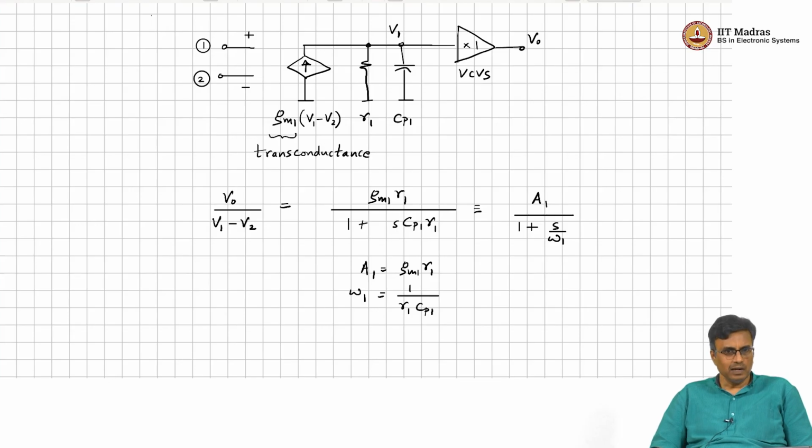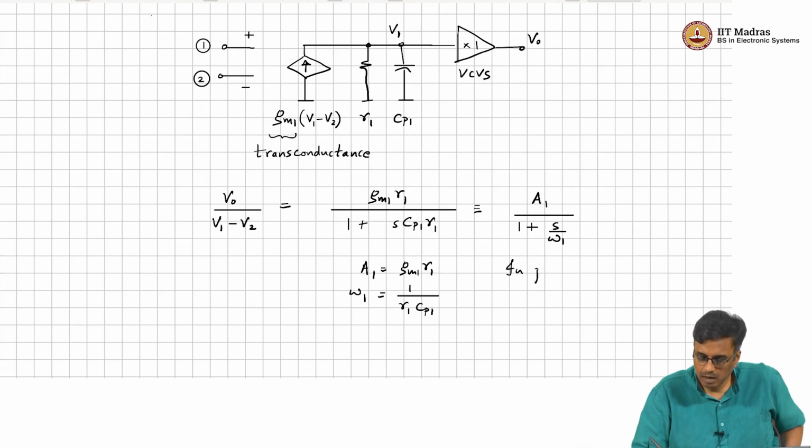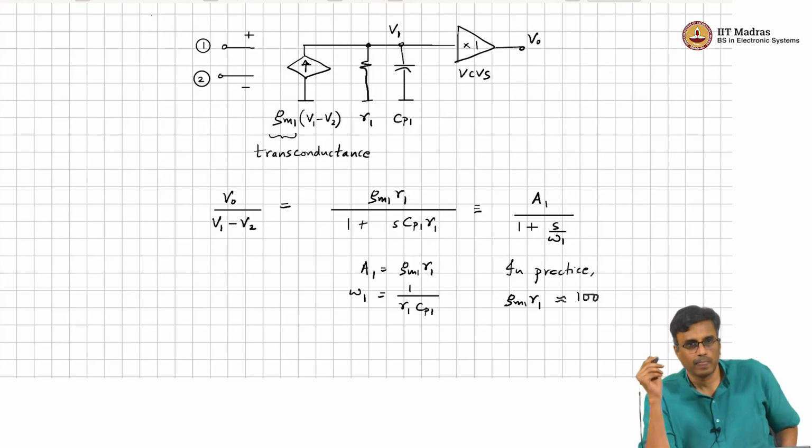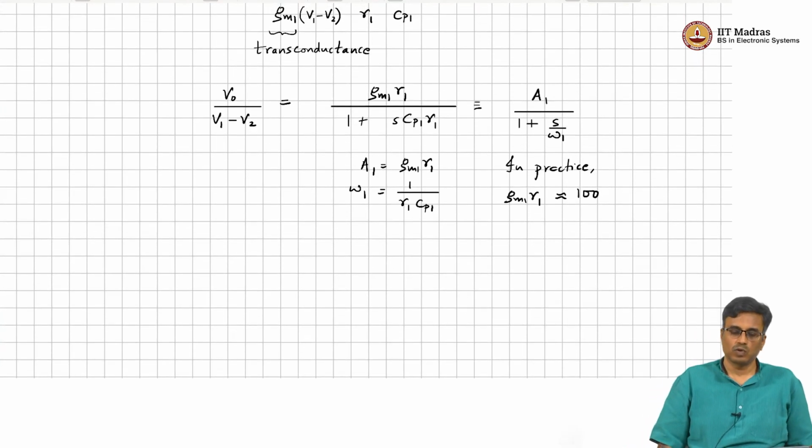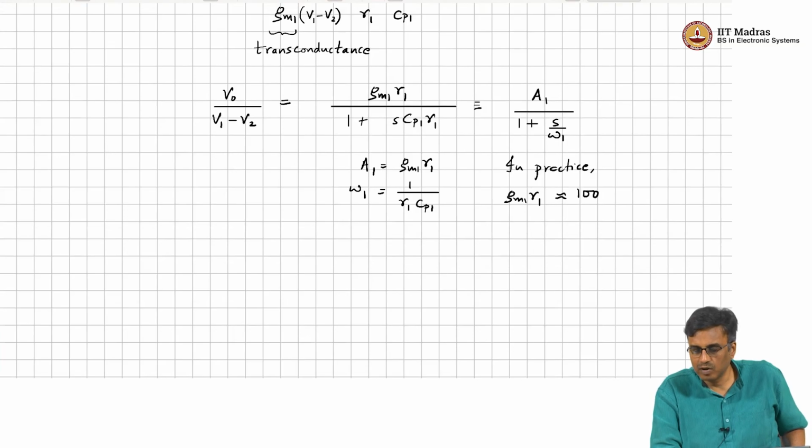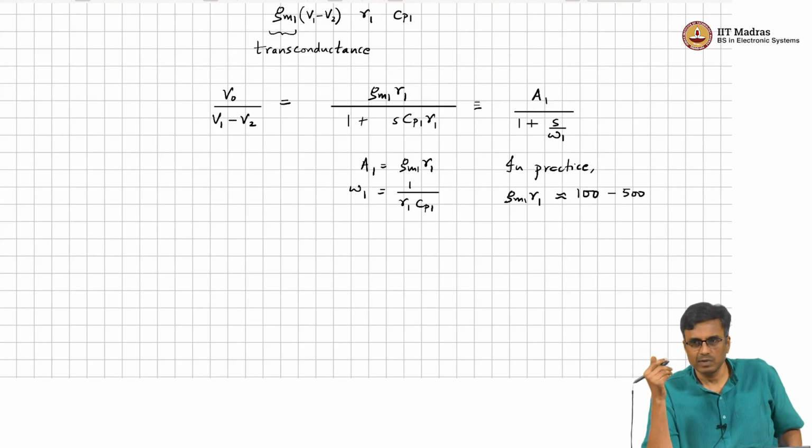but unfortunately it turns out that in practice the gain that you can get from a single stage is typically very small, let us say only 10 power 2, all right. So, we want a gain of say 10 power 4 or 10 power 5, right. This is, I would say, 100 to maybe 500, that's basically the range of gain you can get from a single stage, okay. But we want a much larger gain. So, what do you think we can do?